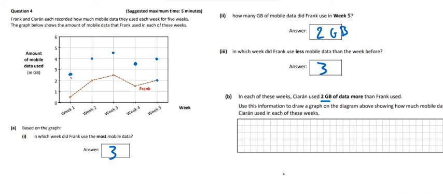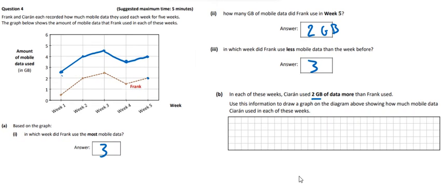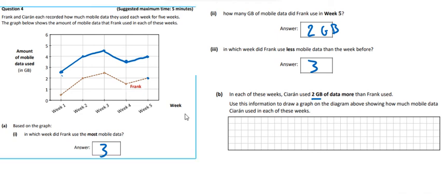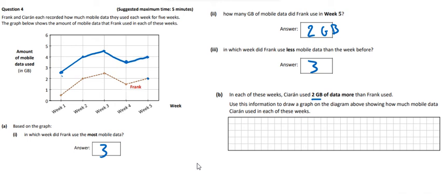So you should be using a ruler in the exam. I can't really use one here. So it should look something like that. And then you're not finished. It says use this information to draw a graph on the diagram above, showing how much mobile data he used each of these weeks. You are actually finished. Sorry, it's just asking you to draw the graph there. So that's question 4.